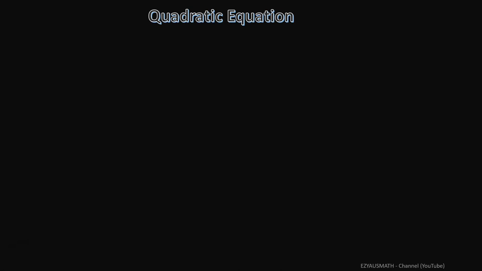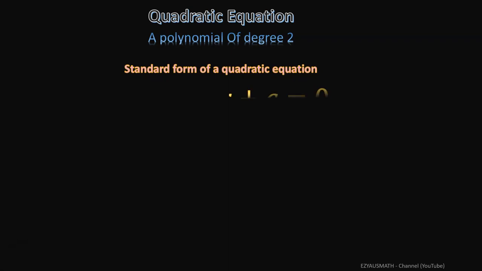Today our topic is quadratic equation. So what is quadratic equation? A quadratic equation is a polynomial of degree 2. So how does a quadratic equation look like and what is the standard form? So the standard form of a quadratic equation is ax squared plus bx plus c is equal to 0.